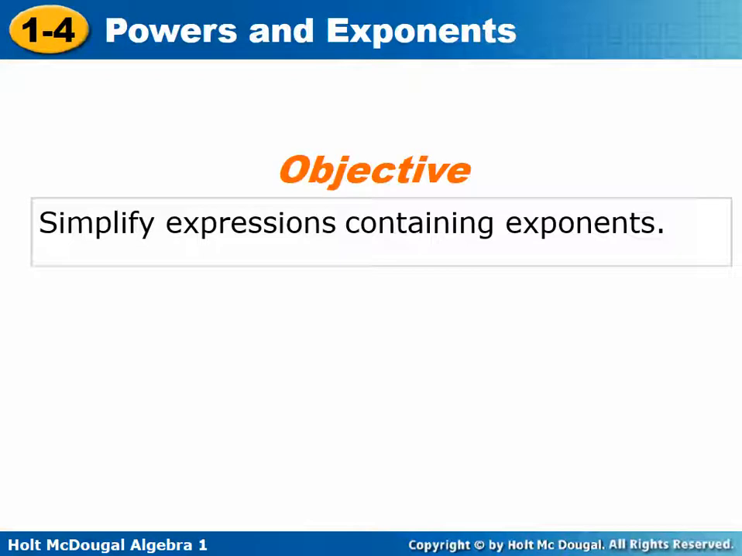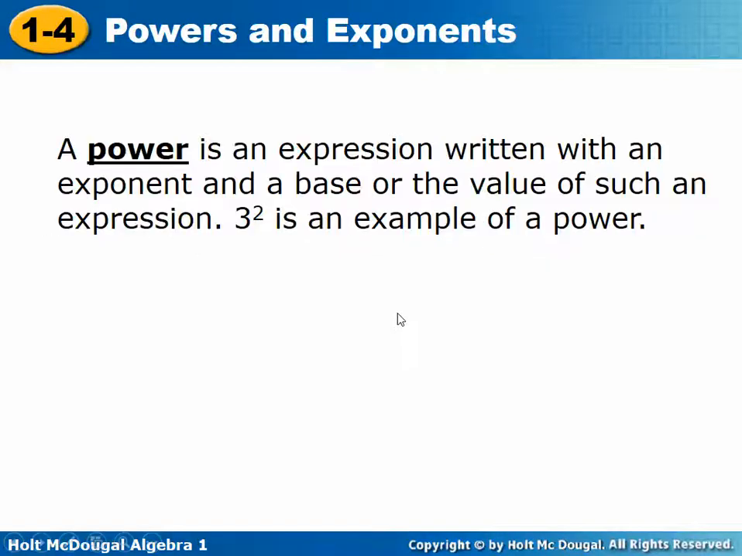Hello, this is Ms. DB, and today we're going to learn more about how to simplify expressions containing exponents. This is Chapter 1, Section 4. So let's start with some definitions.